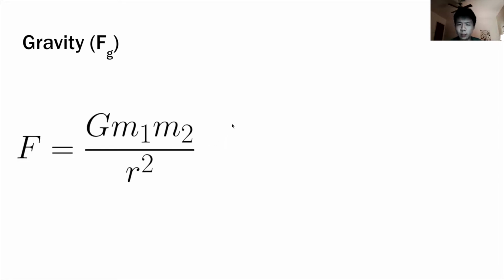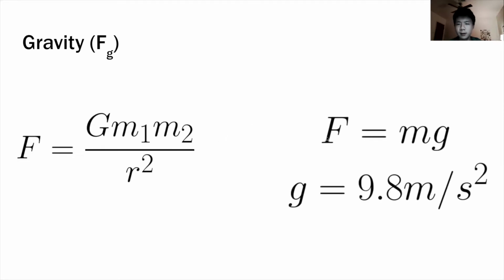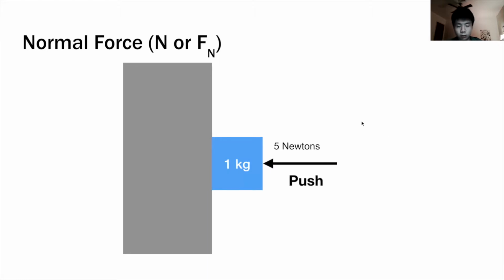But on Earth, we can stick to a simpler formulation, this: F equals mg. Force of gravity equals mass times the gravitational constant. And the gravitational constant here is 9.8 meters per second squared on the Earth. So if you weighed 10 kilograms, then you would have 98 newtons of force on you. And gravity, of course, always pushes downward. That's important to remember.